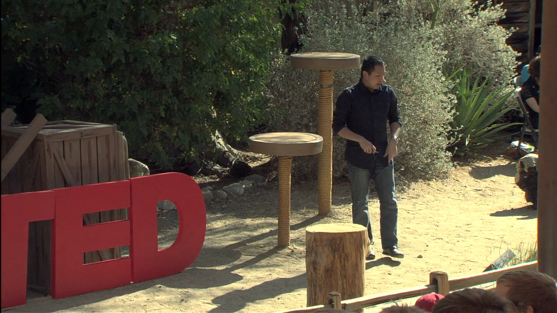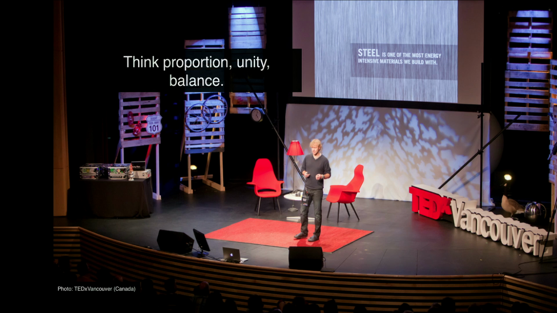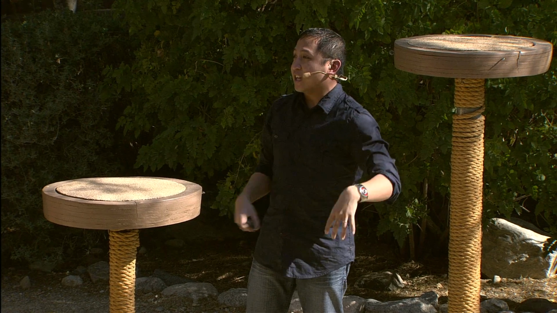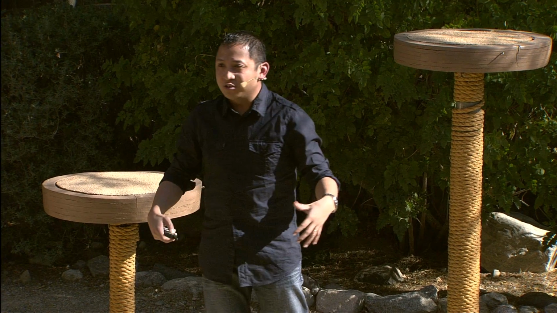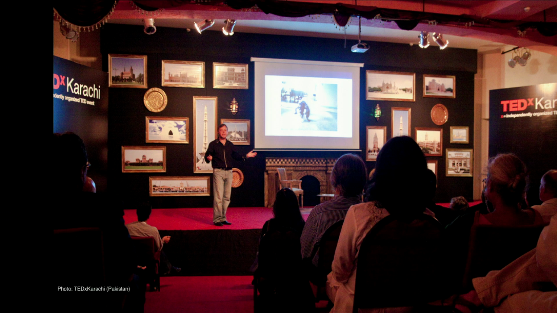The third point is around thinking proportion, unity, and balance. Make sure that all of the elements on your stage have some relation to each other, and understand the size and scale of your event. If you have a small venue, you don't want to clutter up the stage. But when you do have a lot of things on the stage, it's good to have some order to them as well.